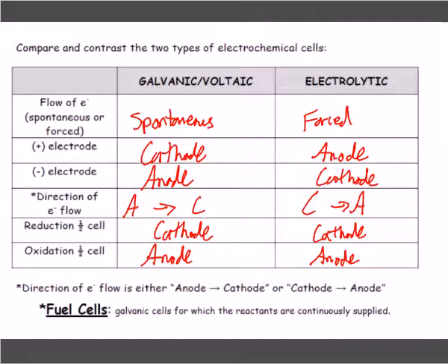Now, guys, fuel cells are galvanic cells for which the reactants are continuously supplied, like a hydrogen fuel cell, right, for like renewable energy.